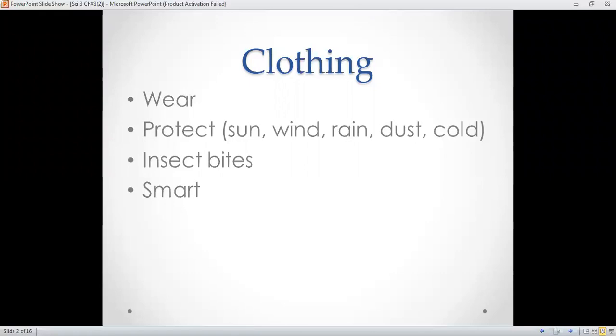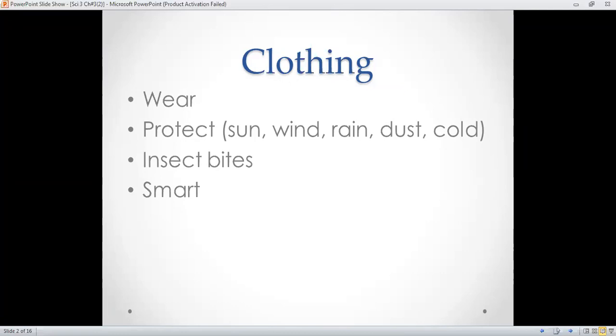Which insect can bite us? Like mosquito. If we wear full sleeves clothes, then the mosquito will not bite us on our arms and legs. So we should wear full clothes because it protects us from many different things. It protects us from the sun here.